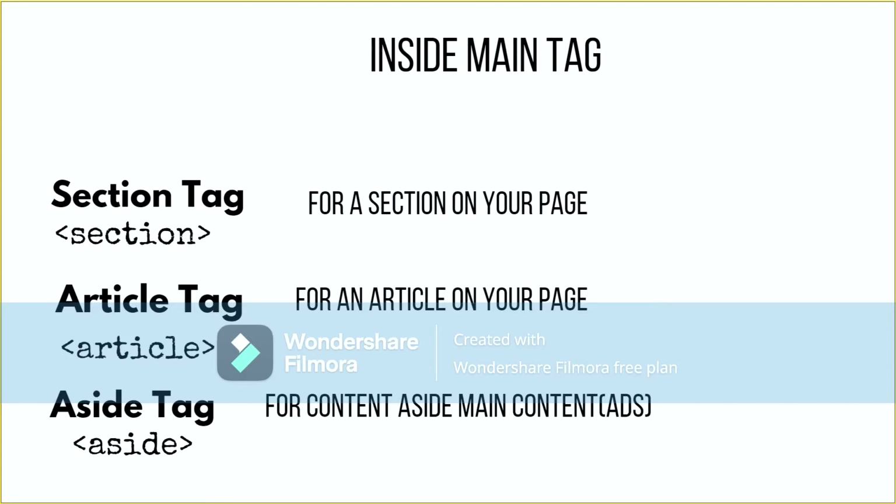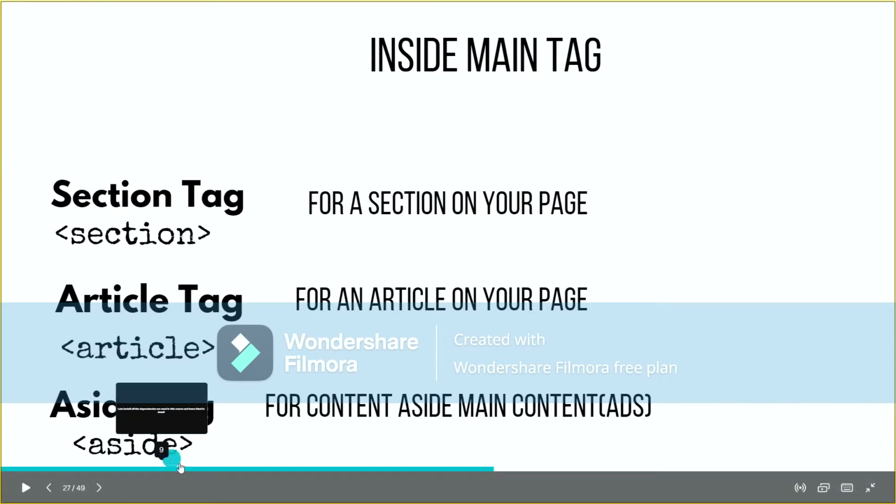The section tag is an important tag for a section on your page. The article tag is for an article on your page. The aside tag means aside, for ads content.